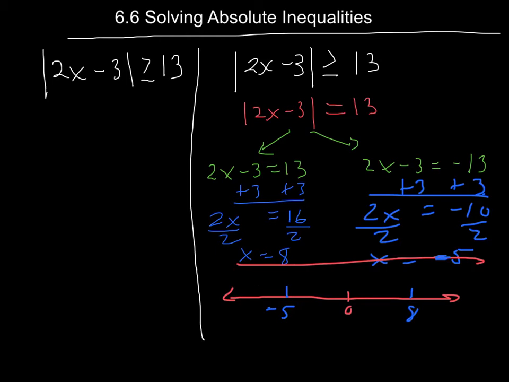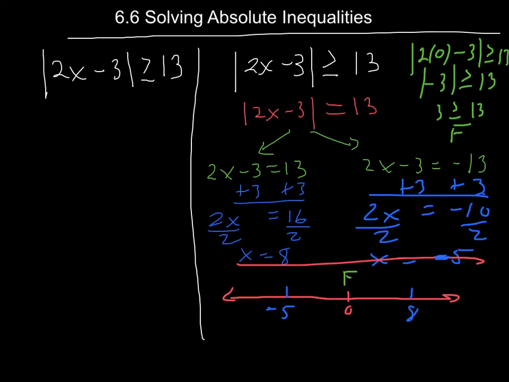And now what I need to do is test a point. So the point I'm going to test is going to be somewhere in between my two numbers. So somewhere in here, it looks like 0 is a good number to test. I want to make sure that when you test it, you come back to the original inequality. So you have absolute value of 2 times 0 minus 3, absolute value is greater than or equal to 13. So in here I have negative 3, absolute value is greater than or equal to 13. So 3 is greater than or equal to 13, and that is false, which means this is false, which means, oh, I forgot to do my dots and donuts.